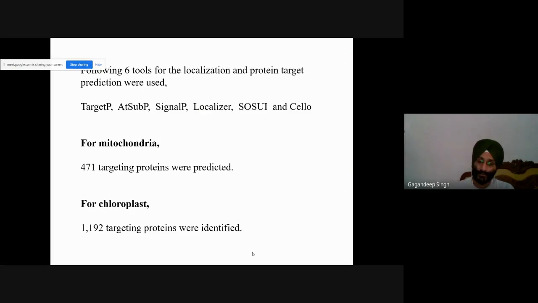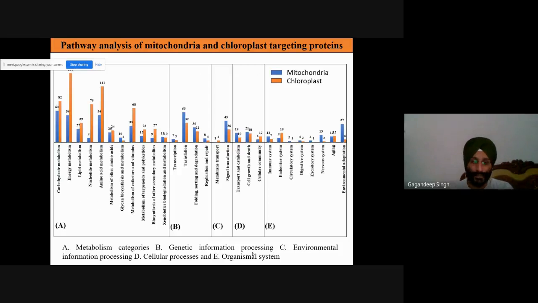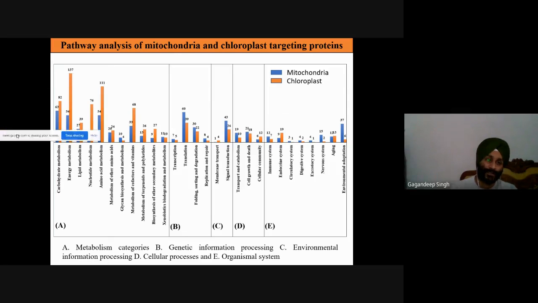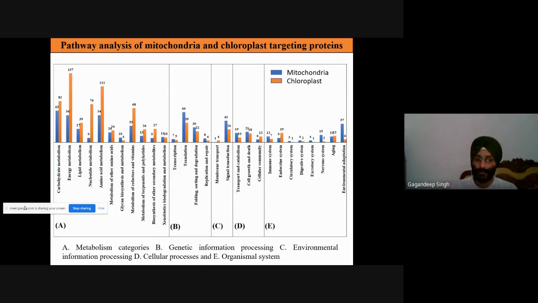And these are the tools for chloroplast and mitochondria, and these are the pathways of mitochondria and chloroplast, meaning how many genes are from chloroplast and how many genes from mitochondria I have found for the particular metabolism category, genetic information processing, environmental information processing, cellular processes, or any organismal system.